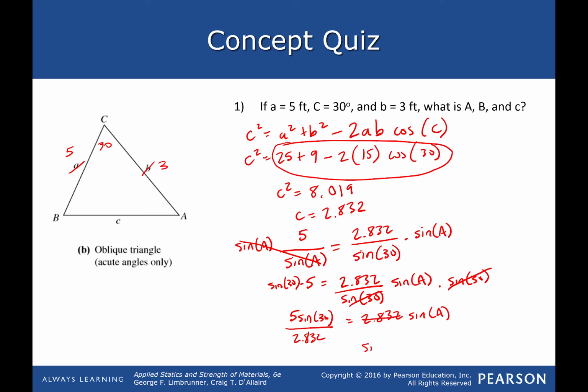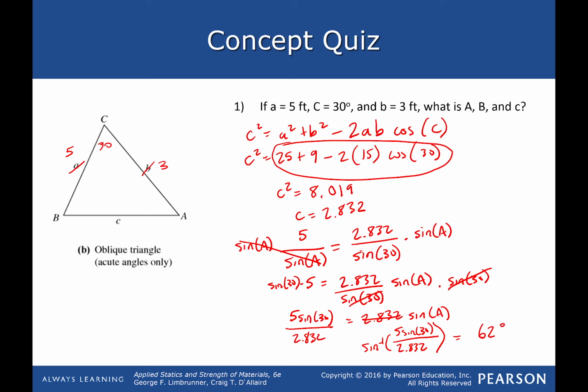So I'm going to do sine to the negative first of 5 sine of 30 over 2.832. You can always plug that into your calculator and figure out what the exact number would be. I just didn't do it this time. And that will give me A. And so what does A come out to be? Let's find out. Okay, shift sine, got that. 5 times sine of 30 divided by 2.832. That gives me 61, I'm going to just go ahead and say 62 degrees. Okay, so what am I solving for? A, yes. So this one right here is 62 degrees.